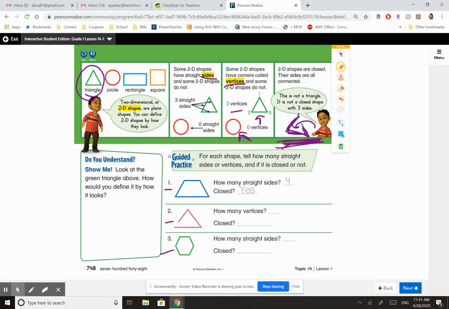So for each of these exercises here, answer these questions. For number 1, it says how many straight sides? 4. So you can say 1, 2, 3, 4. Is it closed? You can write yes or no. All right, let's look at the next page.